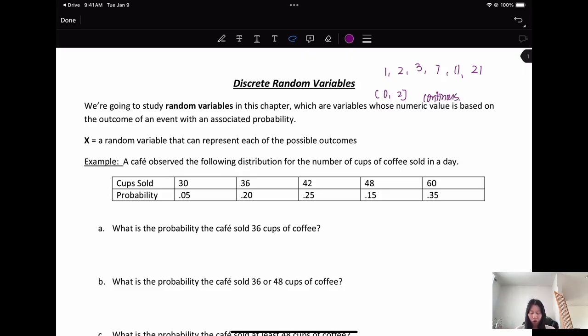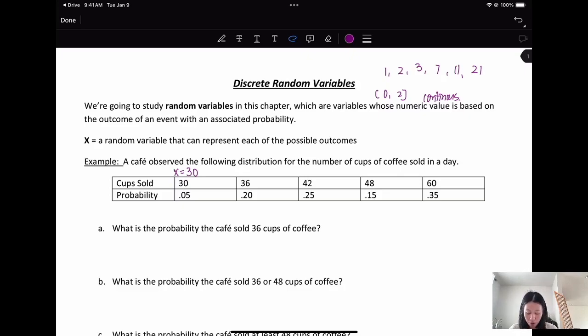Okay, so let's begin. Let x be a random variable that can represent each of the possible outcomes. A cafe observed the following distribution for the number of cups of coffee sold in a day. So in this case, when x equals 30, that means 13 cups are going to be sold in that cafe in a day. The probability is equal to 0.5. When x equals 36, it means the number of cups sold is 13.6 in a day in that cafe.